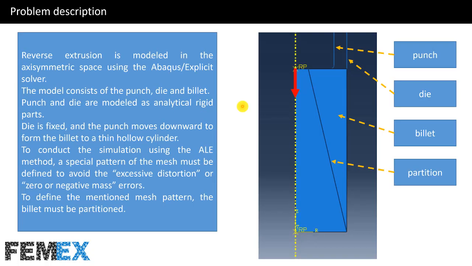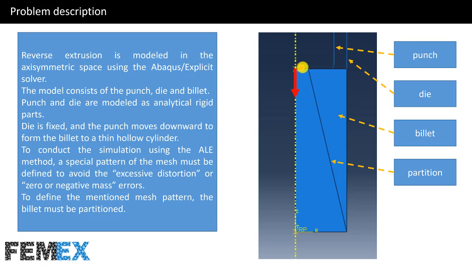Now I want to talk about the problem description. Reverse extrusion is modeled in the axisymmetric space using the Abaqus explicit solver. The model consists of the punch, die, and billet. Punch and die are modeled as analytical rigid parts. Die is fixed and the punch moves downward to form the billet to a thin hollow cylinder.